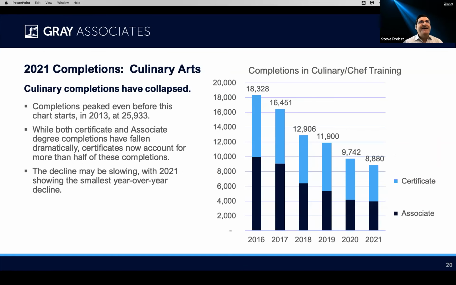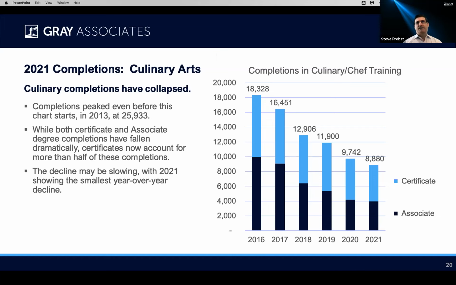However, this is completions data, and this goes all the way to 2021, so the brand new data set. This is years on the bottom. The bars, the bottom part is associate. The top part is undergrad certificates. And you can see that it's clearly down by half in the last 5 years. And the peak was actually up at 25,000 in 2013. And we're now at a third of that.